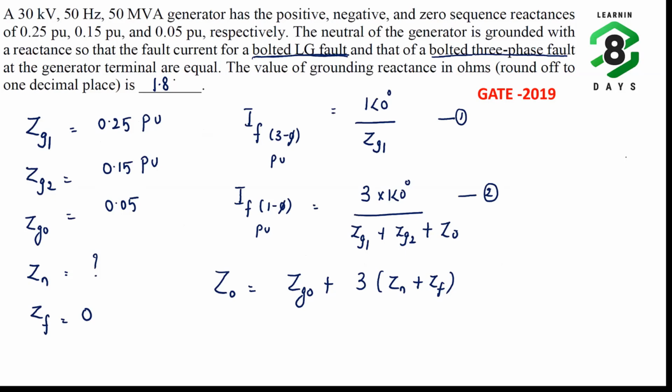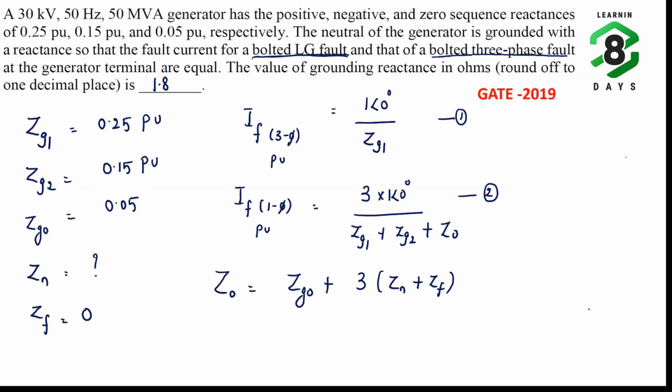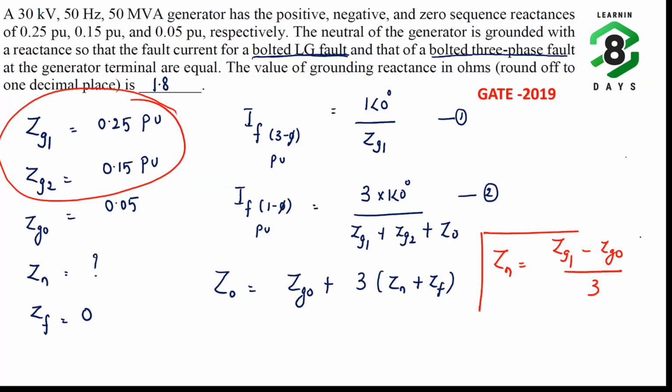So any doubt in this question? Gentlemen, don't go by the shortcuts. Here the testing point is that, had Zg1 been equal to Zg2, someone would have directly given a formula: Zn would be Zg1 minus Zg0 divided by 3. But don't blindly go by the formulas, because in this case the positive sequence and negative sequence impedance values are not the same. Then you will be in trouble if you directly apply this formula.